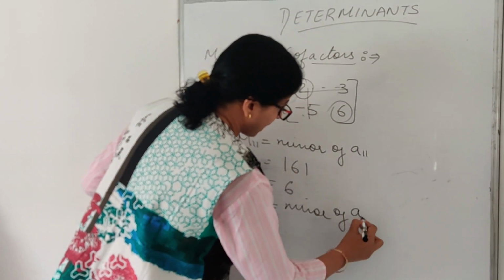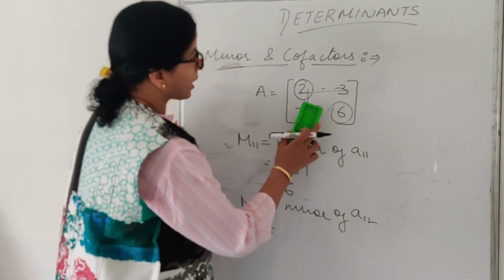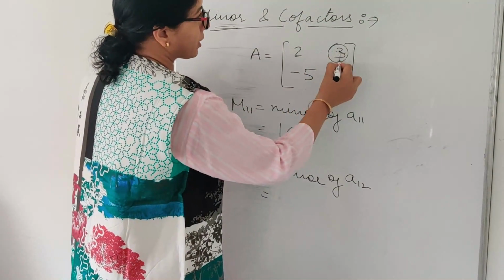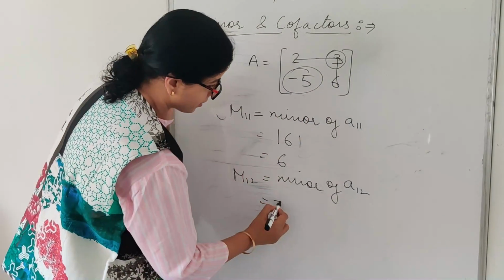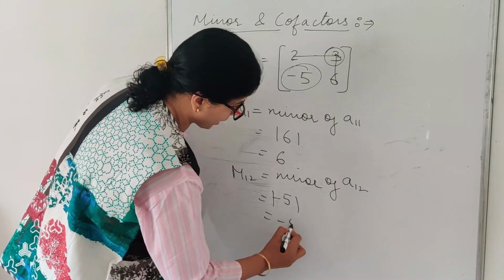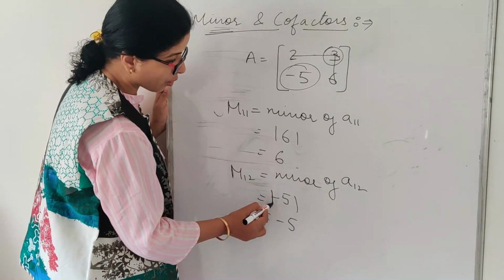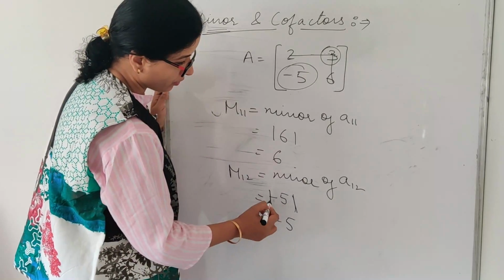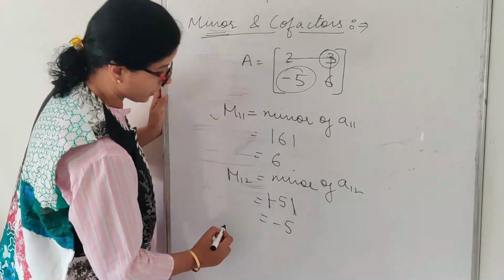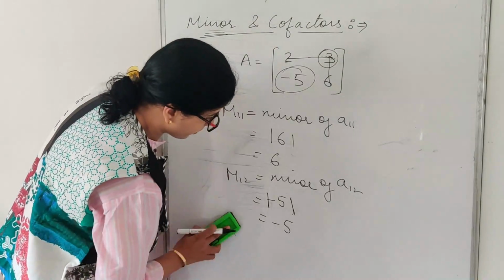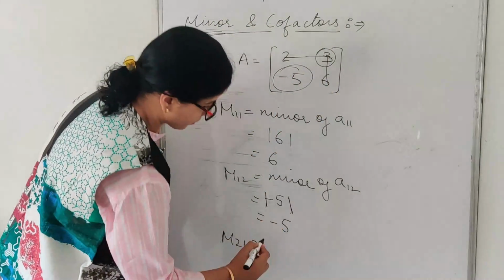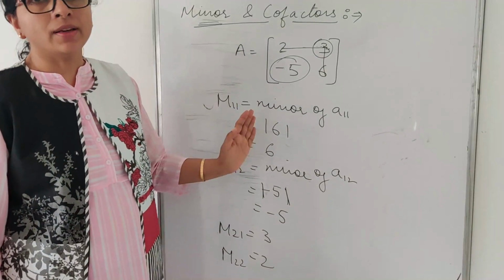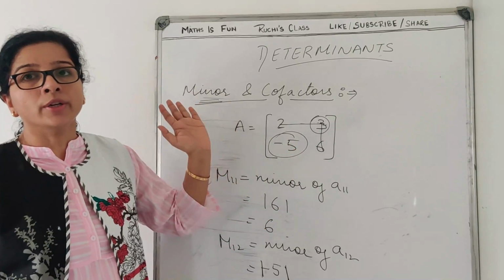Minor of A12. Okay. So what is minor of A12? Leave the corresponding row and column. What is left? Determinant of minus 5, which is equal to minus 5. See, don't confuse yourself with the absolute value. This is the determinant symbol. Okay. So determinant of minus 5 is minus 5. Similarly, M21 will be, leave the corresponding row and column, it will be 3. M22 will be, okay. So this is the way we find the minors for an order 2 matrix.